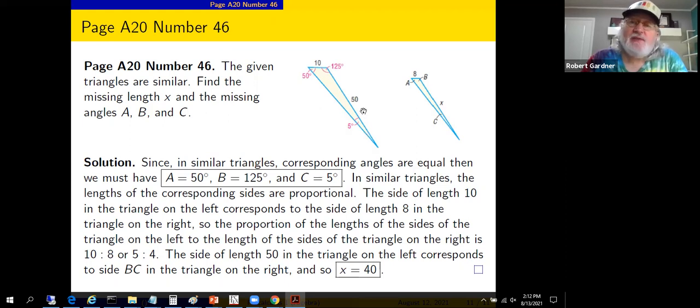5 times 10 is 50. So 10 times 4 must be x, and x must be 40. Same ratio. 50 to 40 is the same as a ratio of 5 to 4. Left to right is a ratio of 5 to 4 in terms of the lengths. If you want to work it in terms of ratios and fractions, go right ahead, you'll get the exact same answer. So it's the exact same concept, just a different notation.